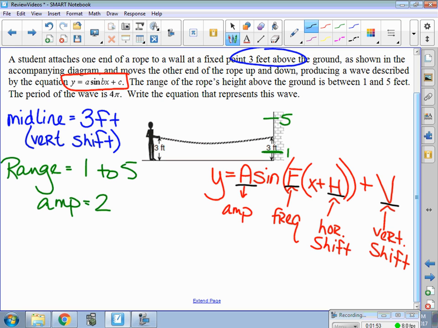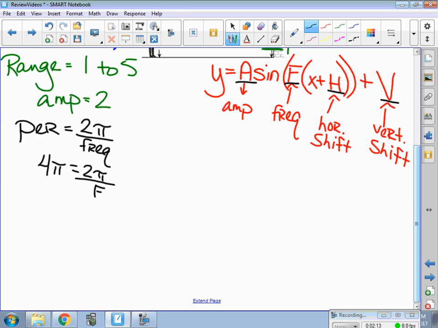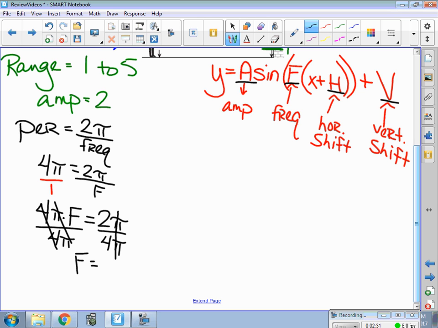Okay. The next piece of information is that the period of the wave is 4 pi. So remember, we determine period by doing 2 pi divided by the frequency. We'll need the frequency to write the equation because that's what the b is representing up here. So if we know the period is 4 pi, I'm going to solve for the frequency. I'm going to think of this like I'm cross multiplying. 4 pi times f is 4 pi f. And 1 times 2 pi is 2 pi. And then I'm going to divide both sides by 4 pi to cancel that out and leave f by itself. So the pi's cancel and I have 2 over 4, which is 1/2. So now I know the frequency.